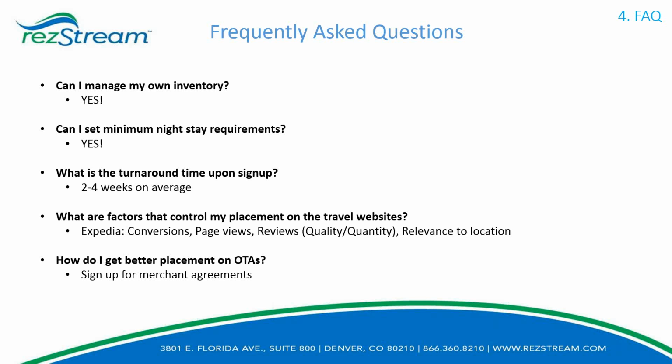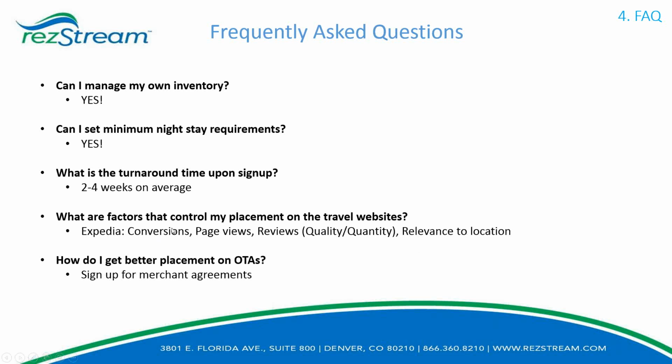Well, why did that happen? I had a conversation with an Expedia rep about 2 months ago, and she said they have an algorithm on their website. And that algorithm is based on a bunch of different factors, but some of the main ones she referenced were conversions, page views, reviews, both in quality and quantity, as well as your relevance to the location that someone is searching on.